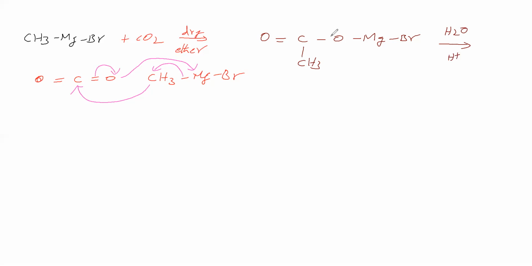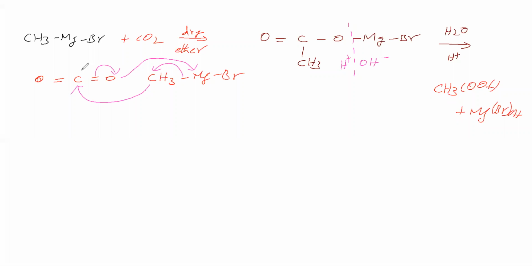On hydrolysis, this bond is breaking. Magnesium has a positive charge, so OH minus will be given, and oxygen has a negative charge, so H plus will be given. The result is CH3, C double bond O, OH. Therefore, we are getting acetic acid. The Mg becomes MgBrOH, which will be removed.